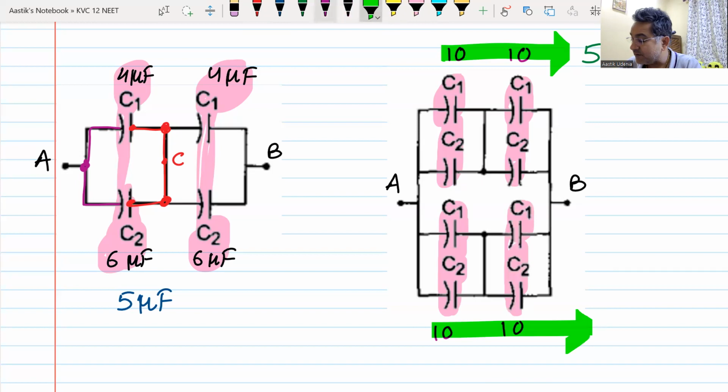Now once you get 5 in the upper branch and 5 in the lower branch, this is point A, this is point B. So 5 plus 5, the total capacitance becomes 10 microfarad. Do we understand this? Yes or no? Yes, sir.